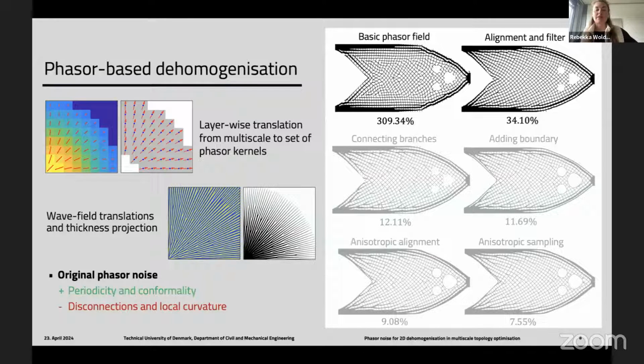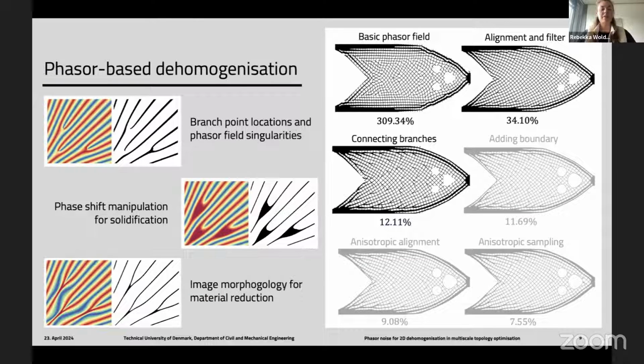To illustrate the concept using just the baseline Phasor methodology for de-homogenization, I have here illustrated a cantilever beam, where you can see that the infill follows orientations quite well and also adheres to periodicity, but due to these bifurcations that are introduced in the field, you get disconnections and local curvature, which are detrimental to the structural performance. So we are still more than 34% away from the multiscale solution.